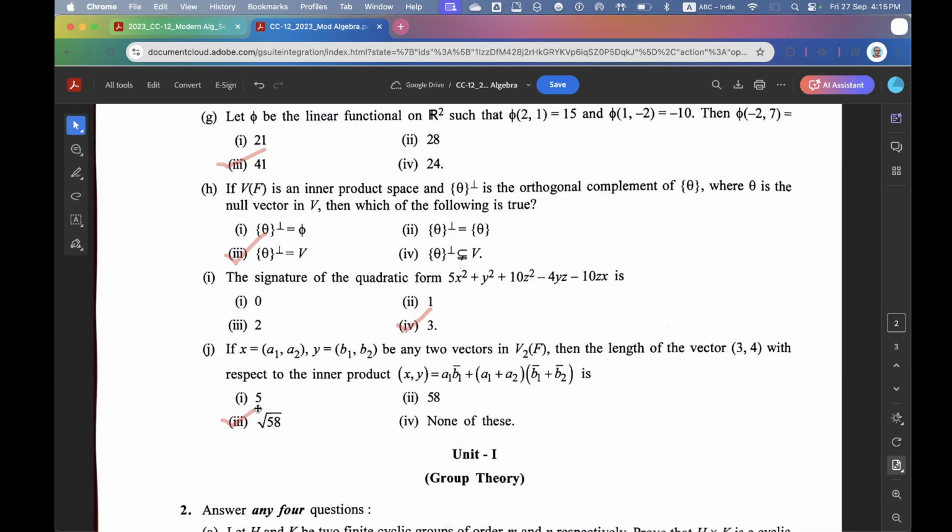And this completes the MCQ 2023 paper CC-12.